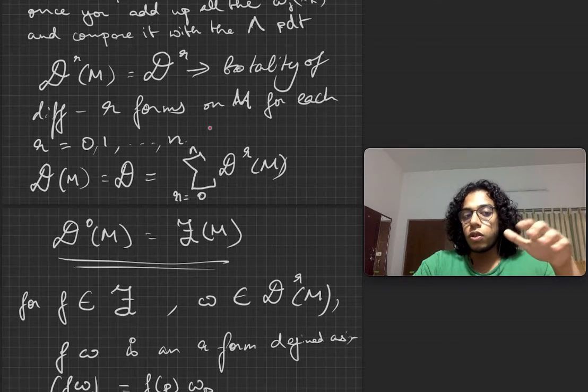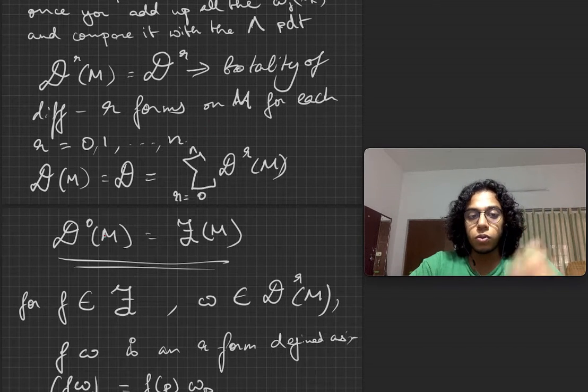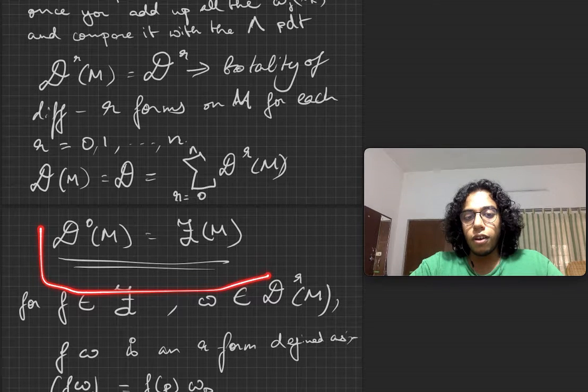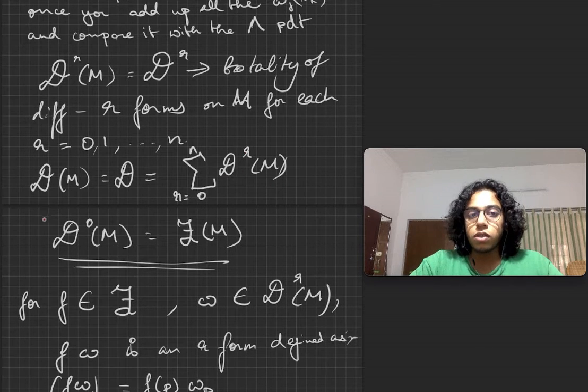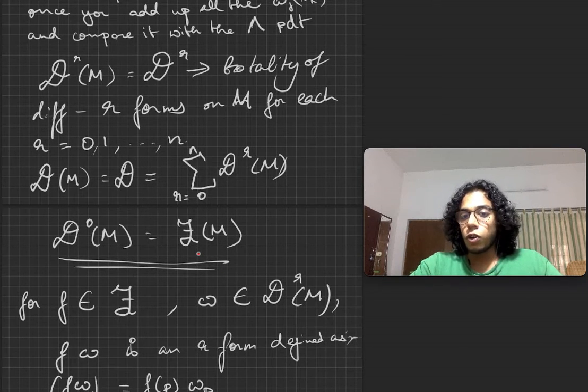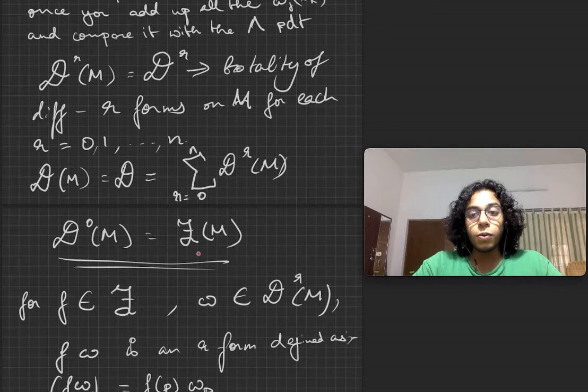So d0 of M is equal to f of M. This is one of the really interesting ways to look at the relation. It's essentially saying that if there is some way that I can go from Dr to Dr minus 1, that is the same way that I can go from one forms to the space of functions on the manifold M. So this is actually quite intriguing for a lot of reasons.